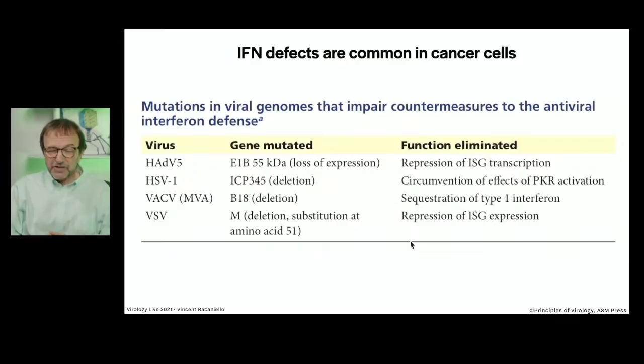But we've actually taken advantage of that by altering the interferon antagonists in these viruses. So in adenoviruses, herpes, vaccinia, VSV, we know the genes that antagonize interferon. So we take them out. It doesn't affect the ability of the virus to reproduce in cancer cells, because the cancer cells have a reduced interferon response anyway. And these are examples of that. But what it does is it prevents the vector from reproducing in normal cells. So it's one way of making the vector specific to cancer cells, because in a normal cell, the interferon response is going to inhibit virus reproduction.